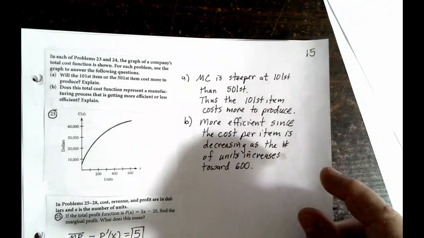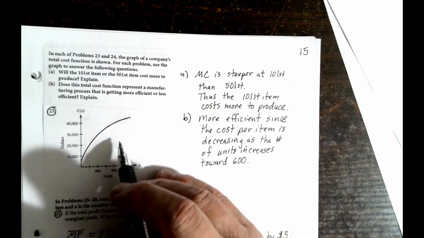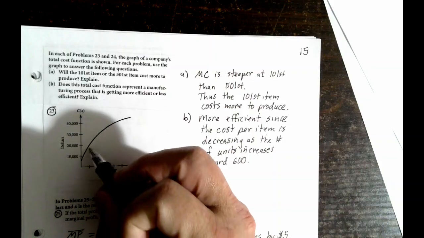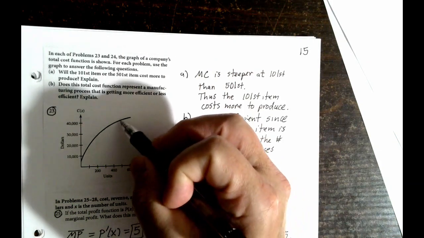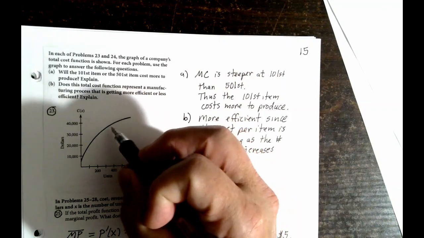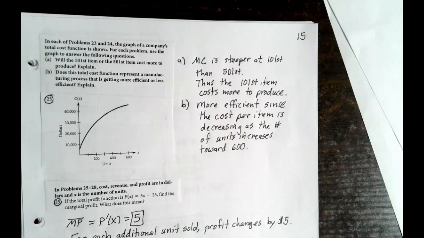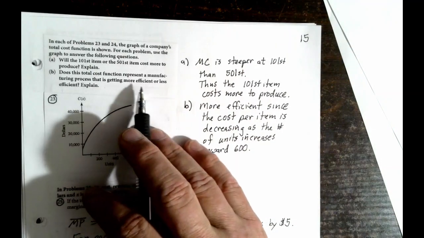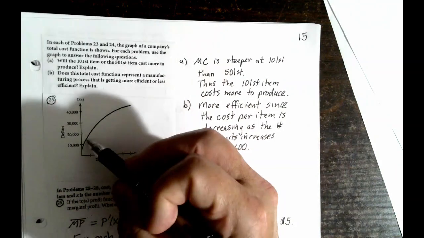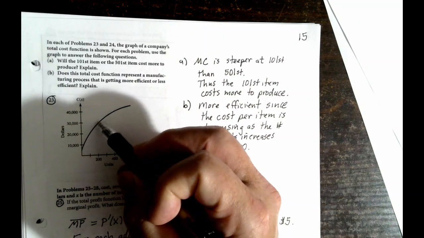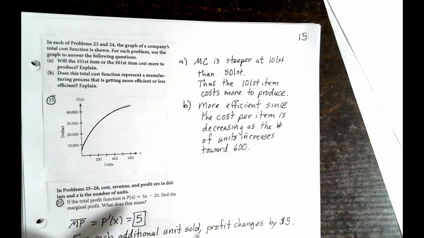For question 23, the graph shows the total cost function. And they say, will the 101st item or the 501st item cost more to produce? Well, the 100th item is right here, and that's quite a steep tangent line slope. 500's up here, and that's not as steep. So it's going to cost you a lot more to produce the 101st item than it is the 501st item. B, does this total cost function represent a manufacturing process that's getting more efficient or less efficient? Well, here it costs you quite a bit to make 1 unit, and then as you get up here, the cost of making 1 additional unit is a lot less, so they are getting more efficient.